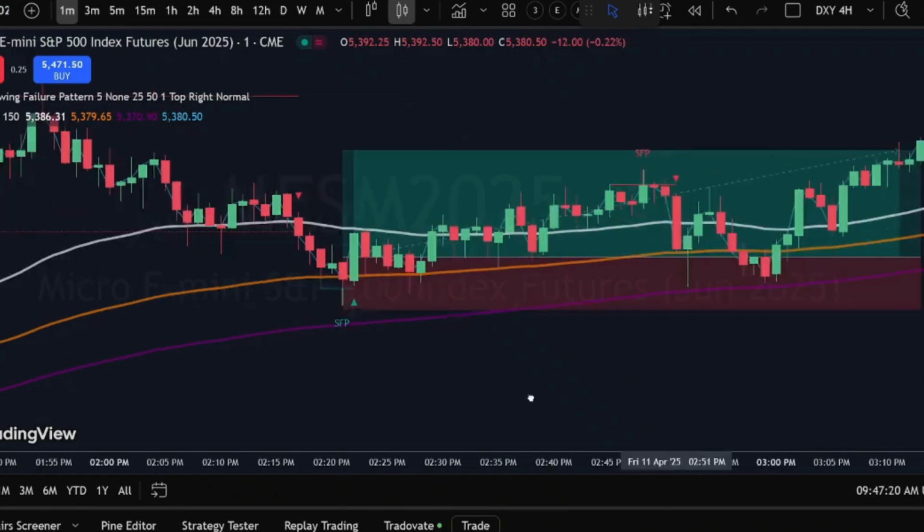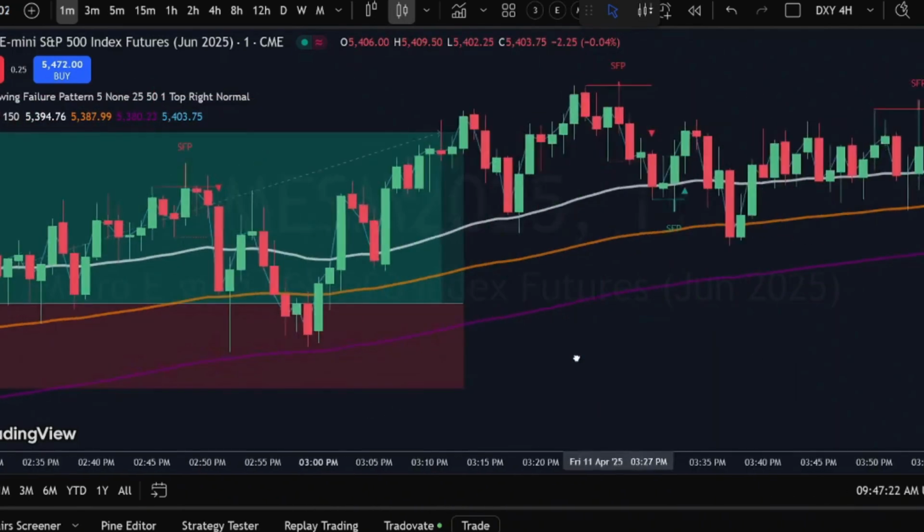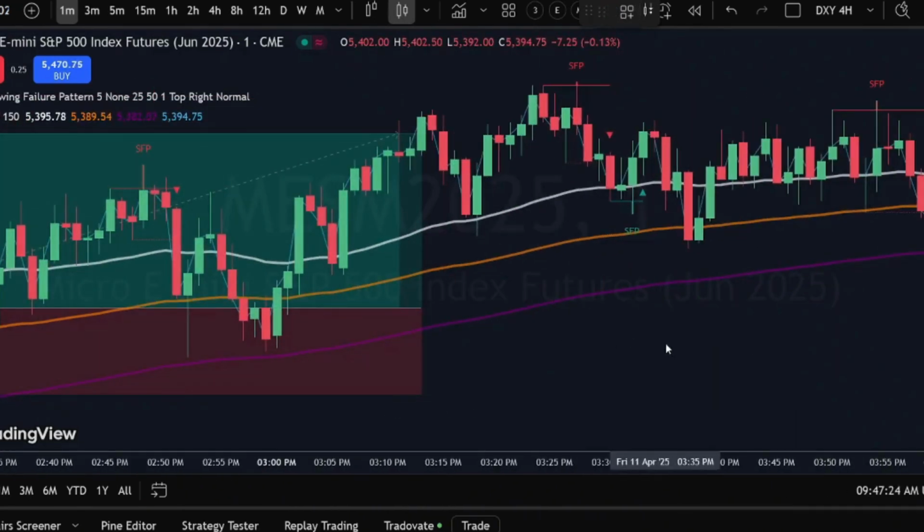So I've got 11 there, and that's it. So Friday, 11. Still over $50 if you were trading just the micros, one contract.